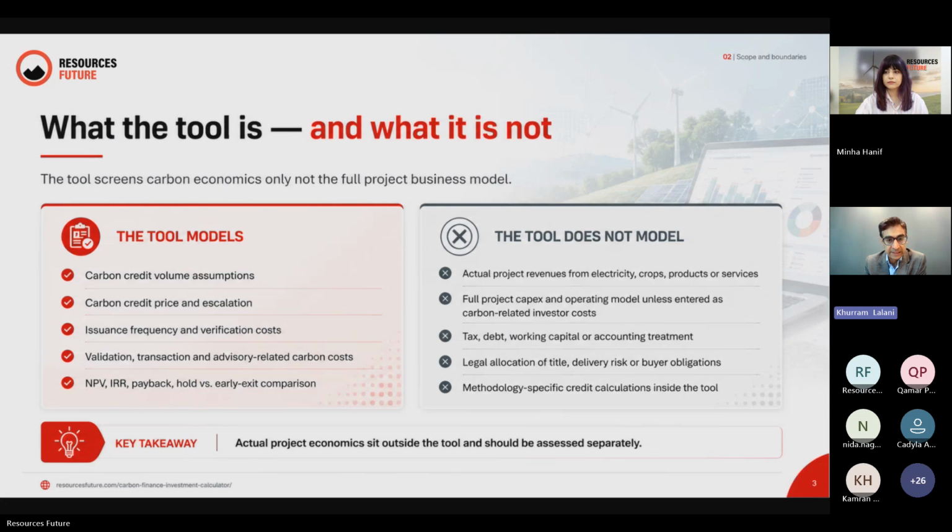So again, all the legal allocations of delivery, right? We just want to make sure that we state this upfront with our disclaimer. This is not legal advice. This is just an early estimation of your carbon credits and how you can see different scenarios and sensitivities if they play out in your carbon revenue cycle. This is also not a methodology specific tool. We'll just come to that point in a minute. Next slide.